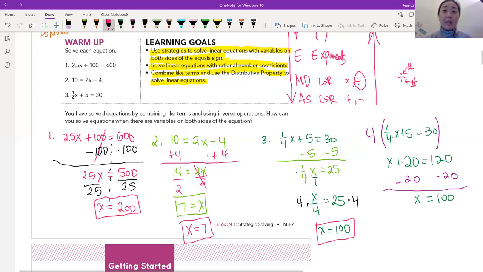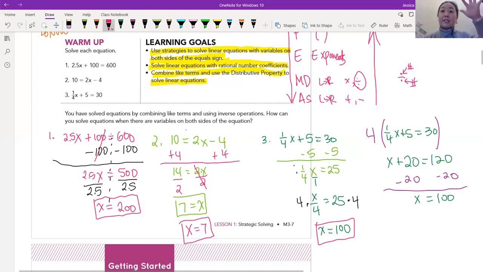Because what I want to know is not, can you figure out the number for X? It's, do you know how to undo this whole process? That's what I want to know. I want to see this process here. So please do it this way. If you learned it another way, please let me know so I don't ding you on that.